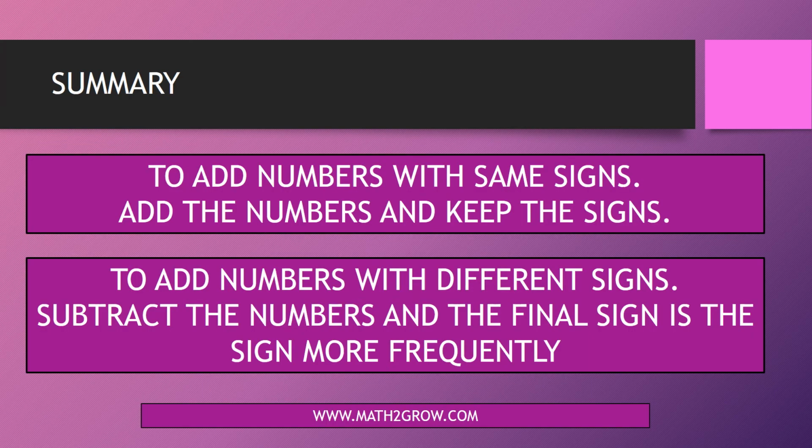In conclusion, when you want to add numbers with the same signs, it's very easy. You add the numbers and you keep the sign. If you need to add two negative numbers, you add the numbers and you use the negative sign because you have only one sign. But in the case when you need to add numbers with different signs, you subtract the numbers and the final sign is the sign that is more frequent.